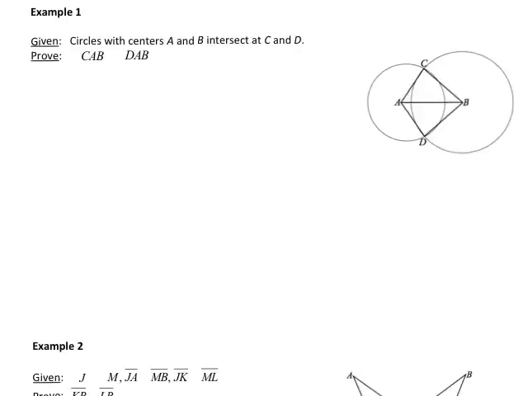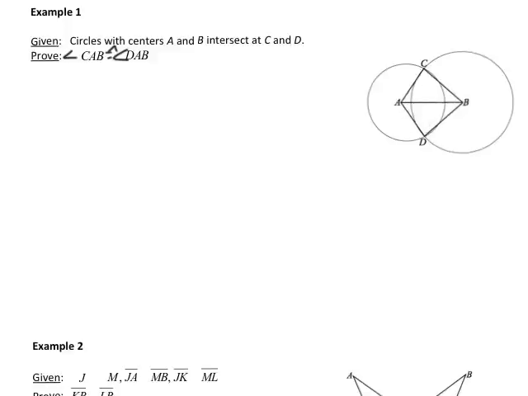So I'm going to do this next example for your notes, and then the last one we will save for class and do together. This one I have circles with centers A and B, and they intersect at C and D, and I want to prove angle CAB is congruent to angle DAB. So if we take a look at our diagram, that's what I want to prove. Well, I'm going to have to get the two triangles congruent and then use CPCTC to do that.